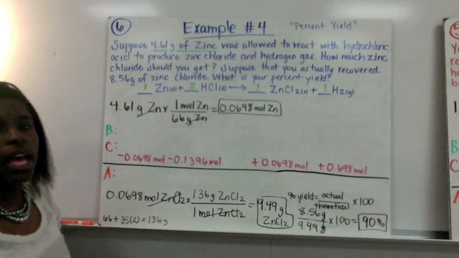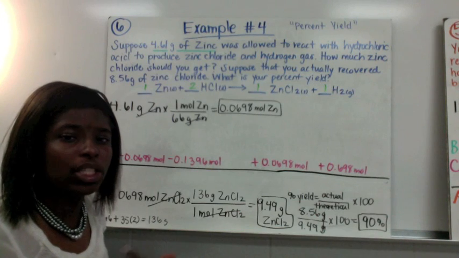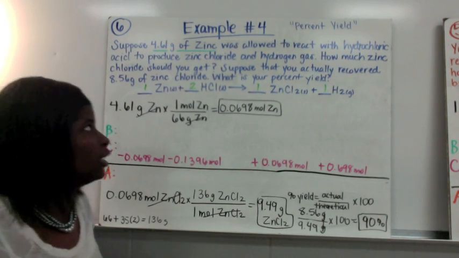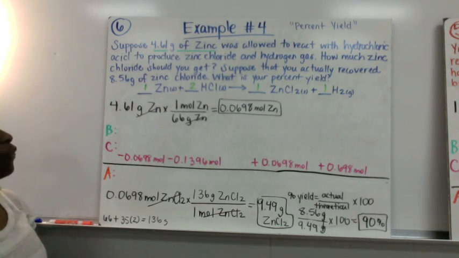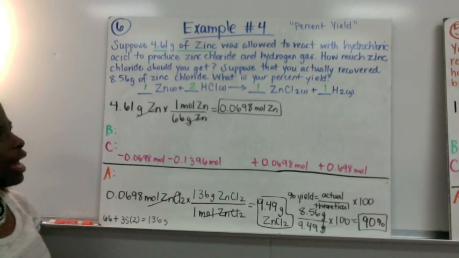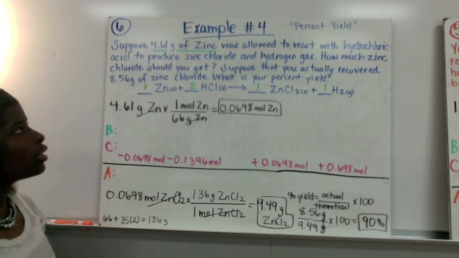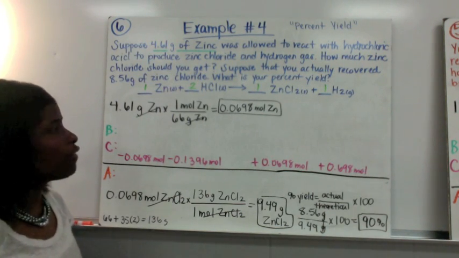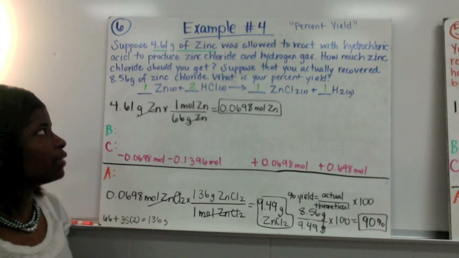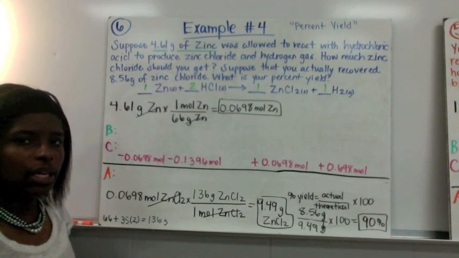And our last problem is also a percent yield problem. This time you're actually going to end up calculating the percent yield. So the problem says, suppose 4.61 grams of zinc was allowed to react with hydrochloric acid to produce zinc chloride and hydrogen gas. How much zinc chloride should you get? Suppose what you actually recovered was 8.56 grams of zinc chloride. What is your percent yield?